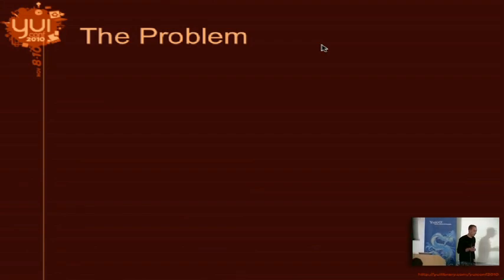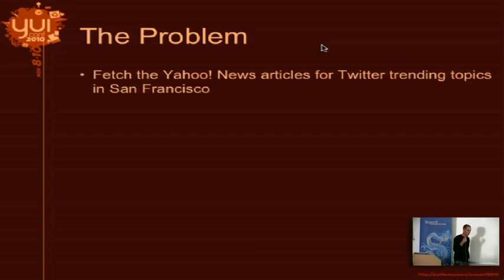So what I want to do in my little talk is take you through a practical example of how you would use YQL to solve a problem for you. I'm going to touch on basically the development cycle, the ideation phase, and take you through the actual discovery phase and how to implement an open data table. The problem that I chose for myself is to fetch the Yahoo News articles for Twitter trending topics in a locale, and the locale I chose was San Francisco.